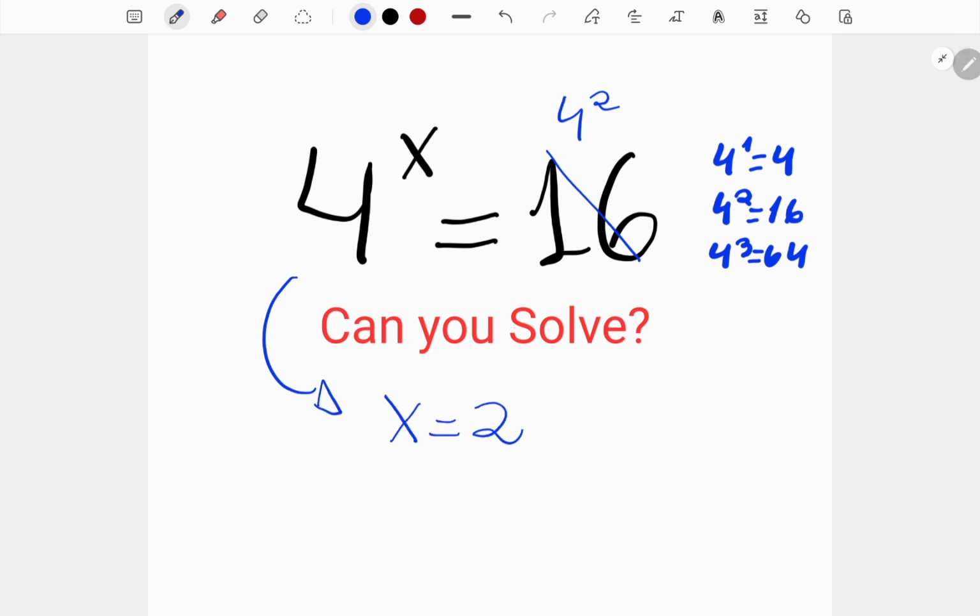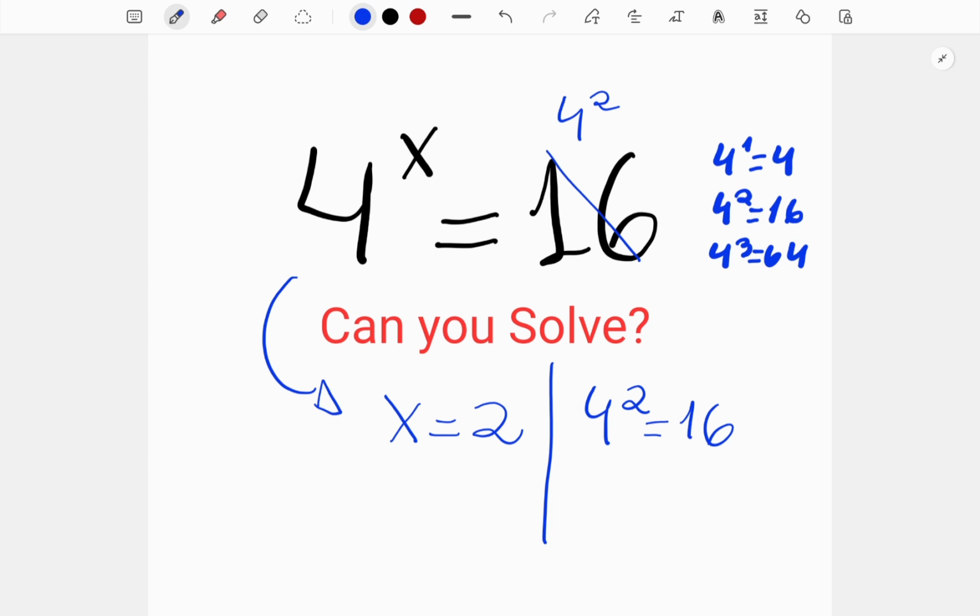This tells us that the value of x that solves the equation 4 to the power of x equals 16 is 2. Let's verify this by substituting x back into the original equation. If x equals 2, then 4 to the power of 2 equals 16, and we know that 4 squared is indeed 16. Therefore, our solution is correct.